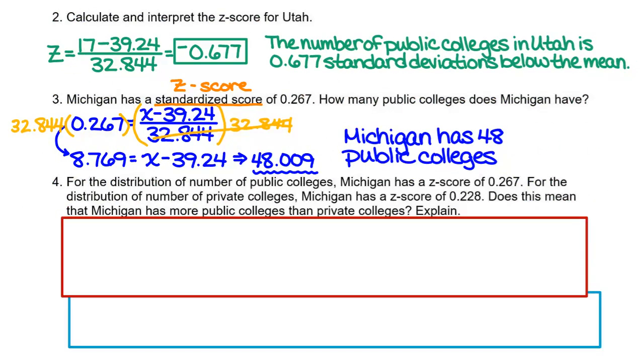Last one, number 4. For the distribution of number of public colleges, Michigan has a z-score of 0.267. For the distribution of number of private colleges, Michigan has a z-score of 0.228. Which z-score is higher, public or private? Public. Barely higher, right? A little bit higher. Does that mean that Michigan has more public colleges than private colleges? Not necessarily. What does it mean then?